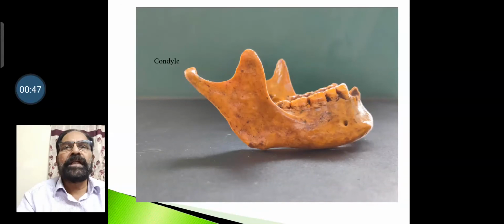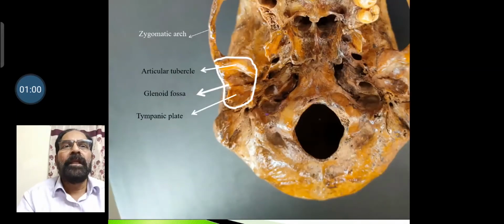So one of the articulating surfaces is the condyloid process. The upper part is called the head. The head will be articulating with the mandibular fossa to form the temporomandibular joint. And you are seeing another articulating surface. The circled area is the glenoid fossa or the mandibular fossa.